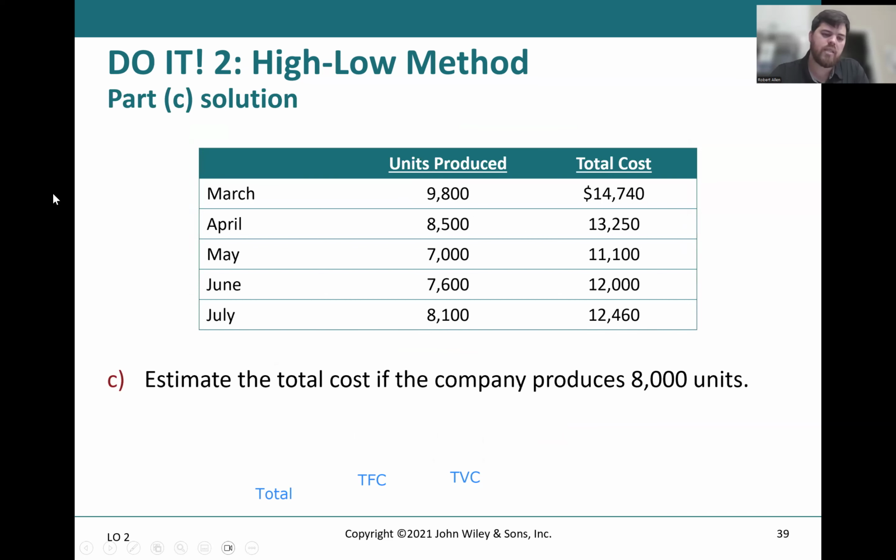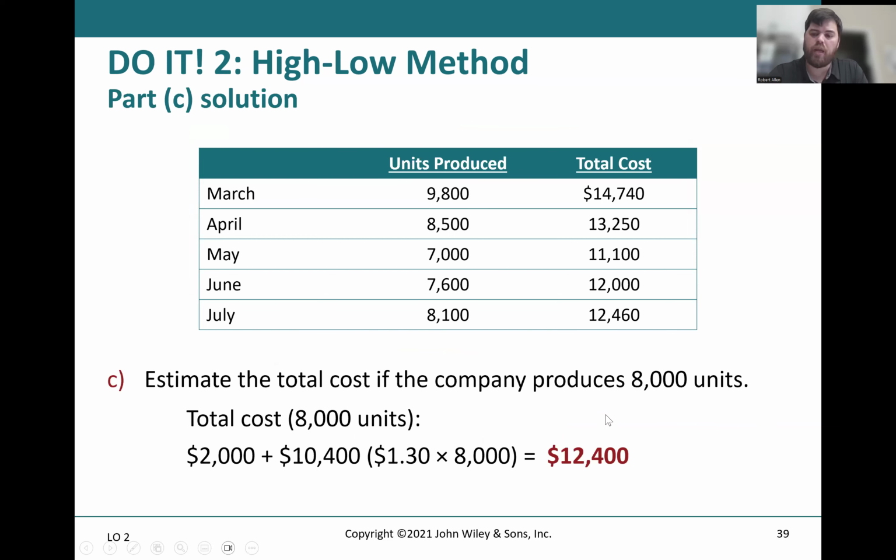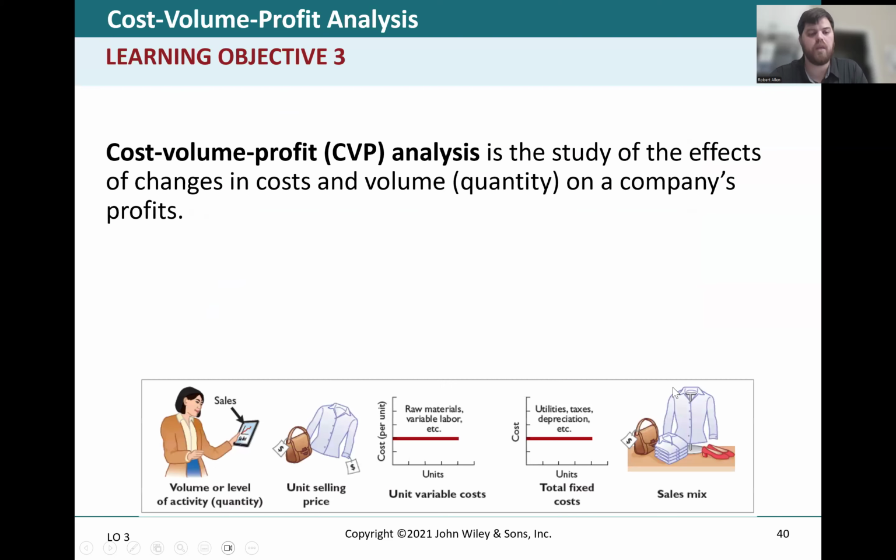Next, they want you to estimate the cost if they produce 8,000 units. So you'll just take that total cost equation and plug in 8,000. In this case, you'll get 12,400. And you can see the power of this is that none of these months produced 8,000 units, but I still have a pretty good estimate of what that cost would actually be. Okay.